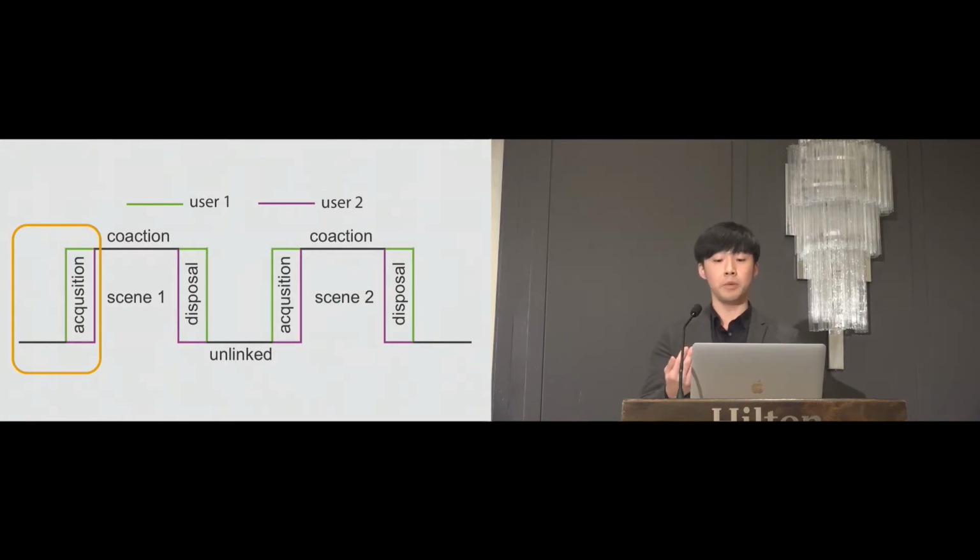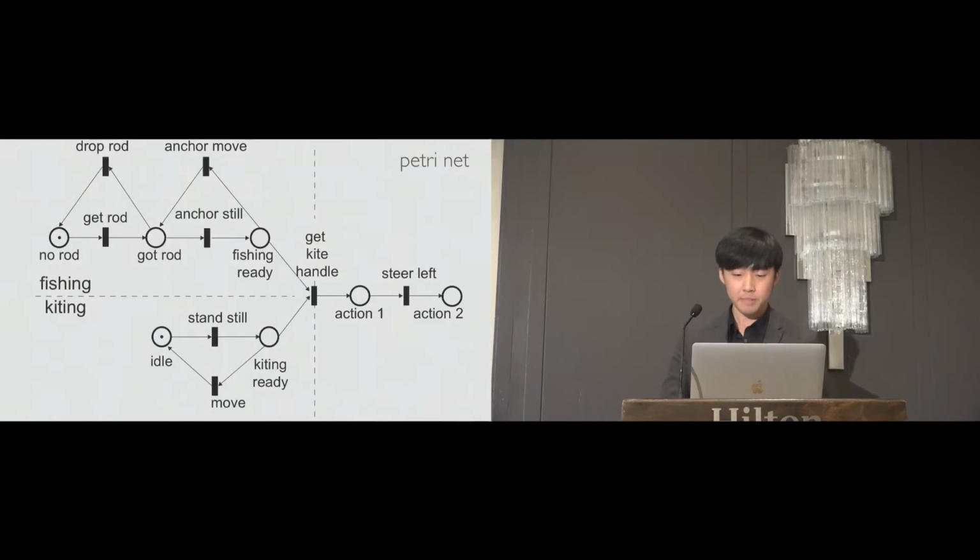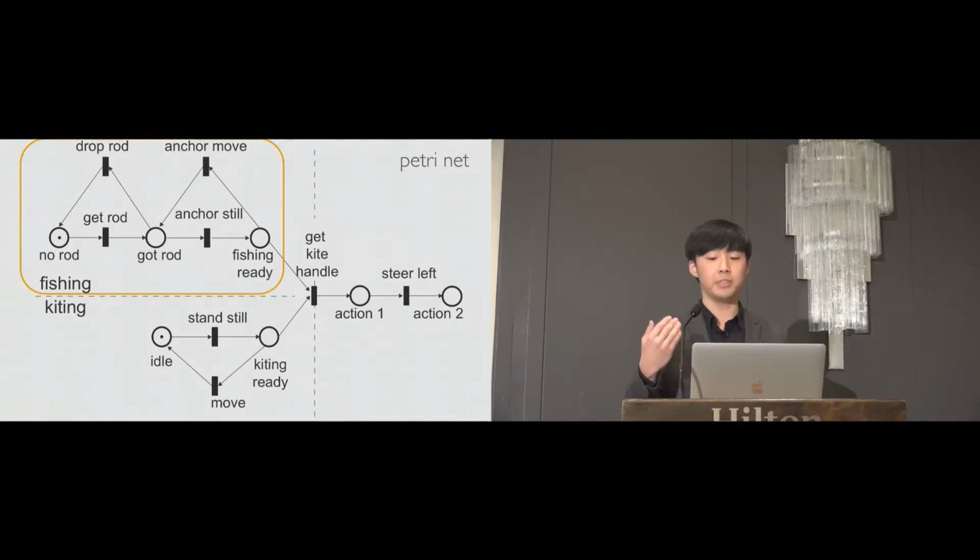But let's zoom in a little bit more and see what happens before the action sequences. So in fact, both users are in their own experiences and are independent from each other. This is the state machine for the fishing user. He can pick up or drop down the fishing rod as he wants.